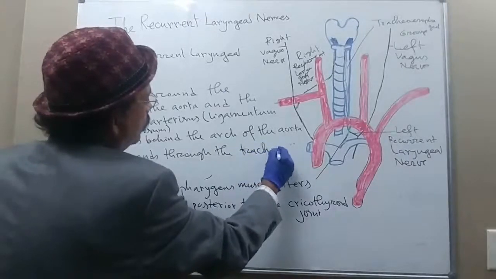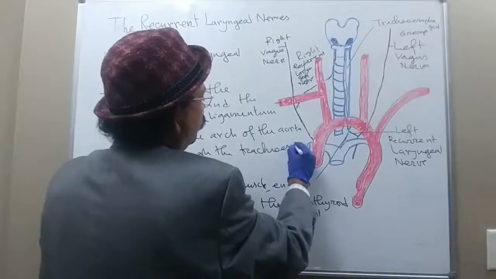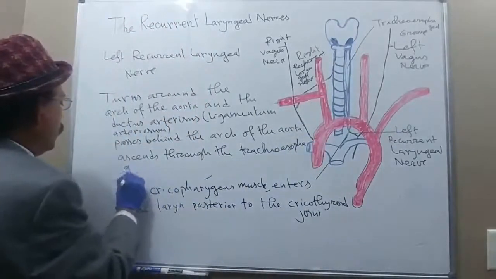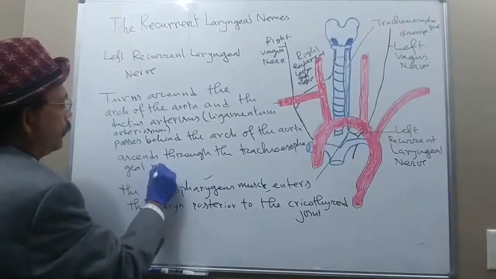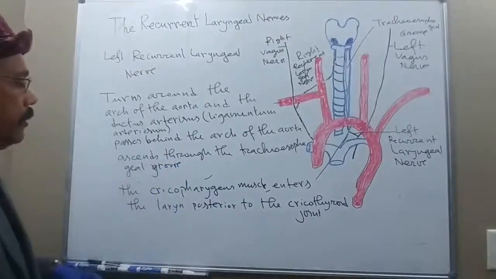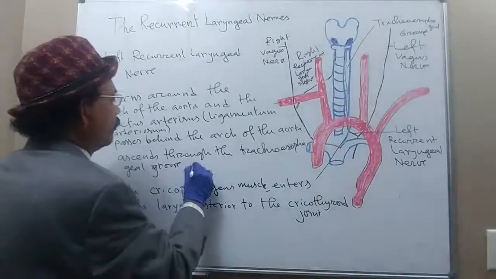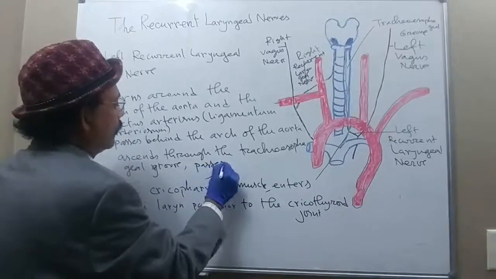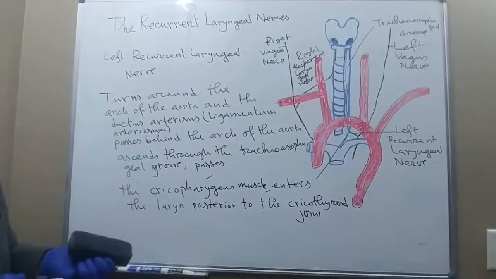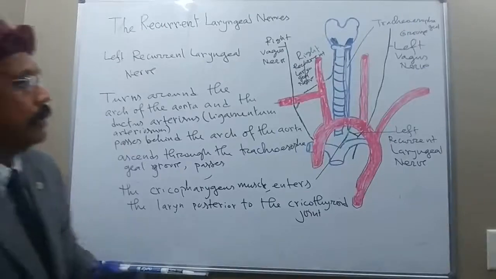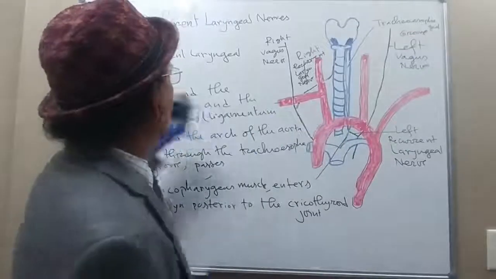tracheoesophageal groove, like that. This is a tracheoesophageal groove also here, tracheoesophageal groove on the left side. Then it is related to the, it passes beneath the cricopharyngeal muscle, enters the larynx posterior to the cricothyroid joint. So it is forming a loop at the lower level on the left. This is forming at the upper level on the right.